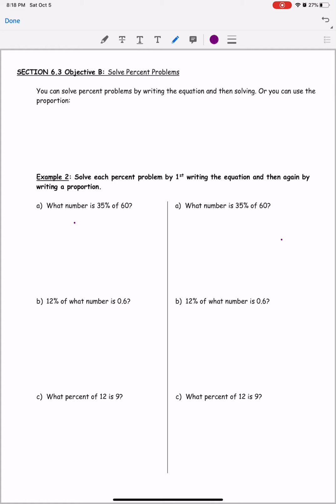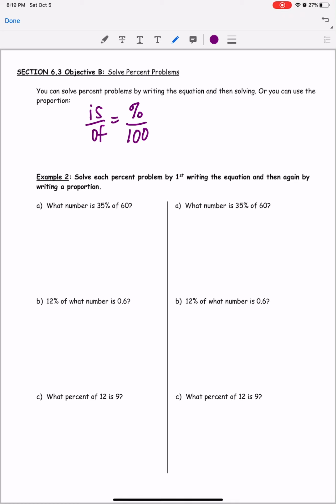The first way we're going to solve these problems is by writing the equation, so what we did on the last page, and then solving for x. The second way we're going to do this is by a proportion. And so it says right here, you can solve percent problems by writing the equation and then solving, or you can use the proportion. The proportion that we're going to use, and it sounds really weird, but it's super, super simple. The proportion is over of equals percent over 100. Okay, so just kind of put that in your back pocket for now. We'll go over that here on this example 2a the second time.